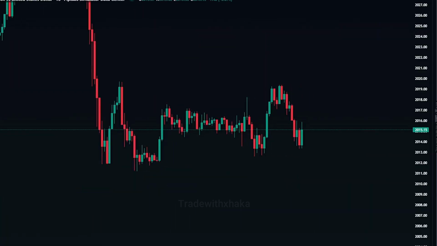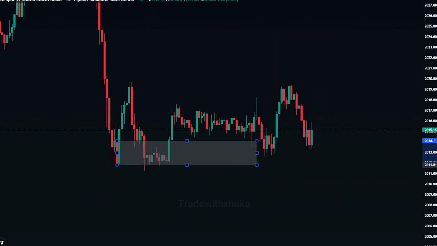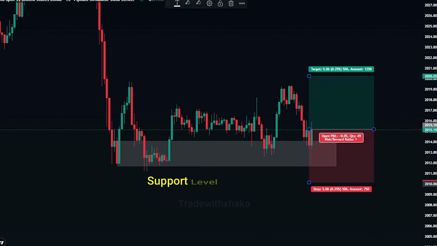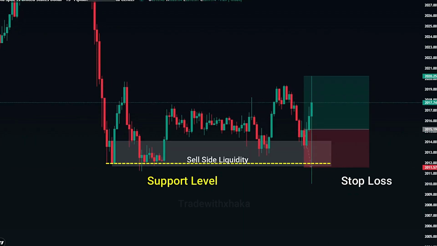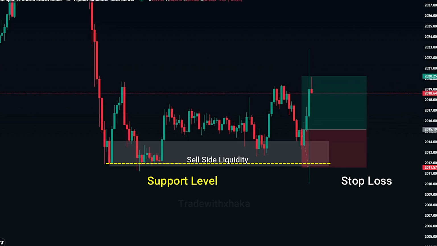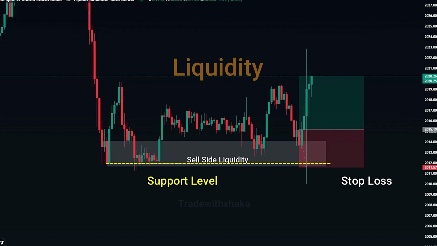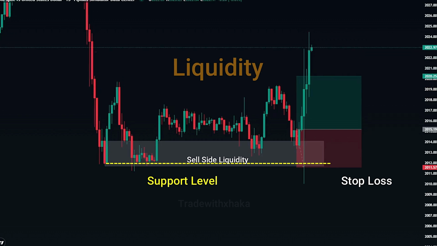Here is a real example of how this plays out. See this equal low. Retail traders go long. Stop losses are right under here. Price dips, grabs the sell side liquidity, and boom, reverses. That's smart money in action. They are not hunting you personally. They are just using the liquidity you leave behind. So you must master how to use liquidity, so that you are not the liquidity next time.